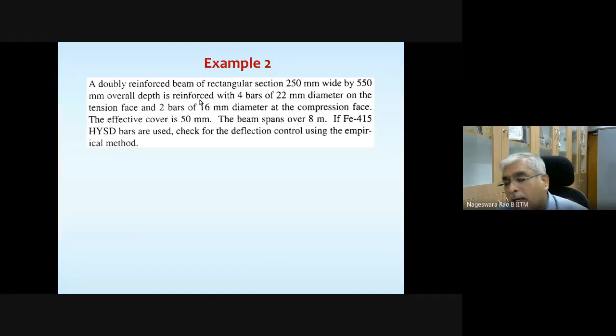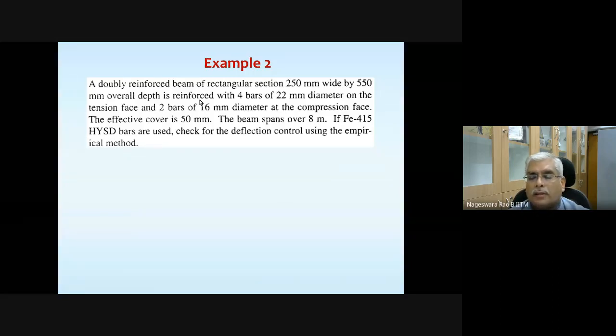So quickly, because here one of you needs to take a lead and tell me what is the percentage of tension reinforcement and percentage of compression reinforcement. 4 bars of 22 mm diameter in tension: 4 multiplied by pi 22 square divided by 4, divided by 250 multiplied by 500. That is going to be the percentage of tension reinforcement. And similarly, using the 2 bars of 16 mm, you find the percentage of compression reinforcement. Quickly.